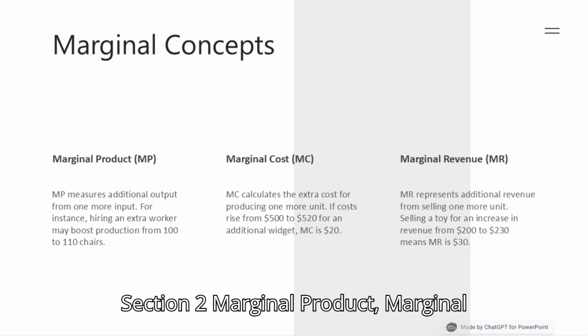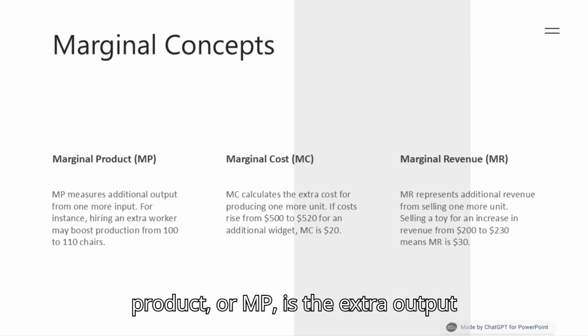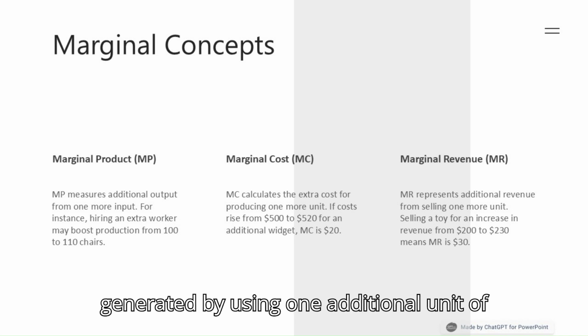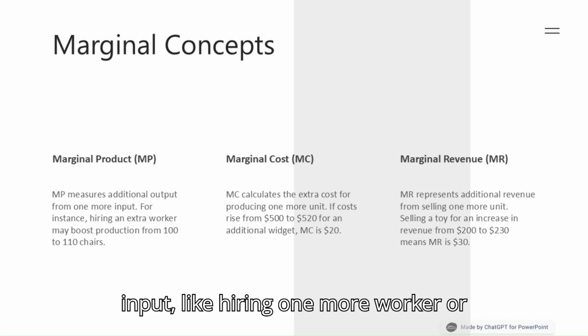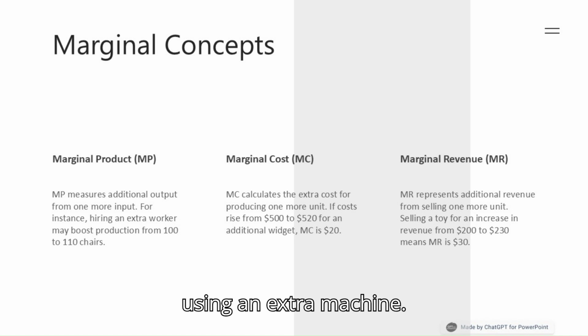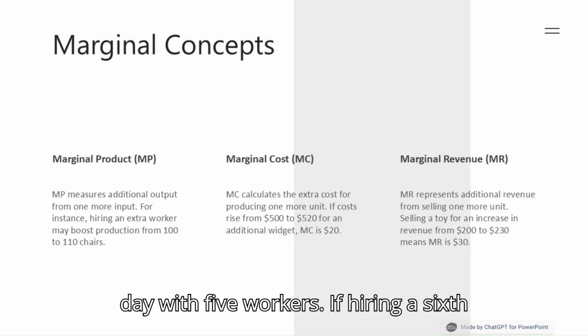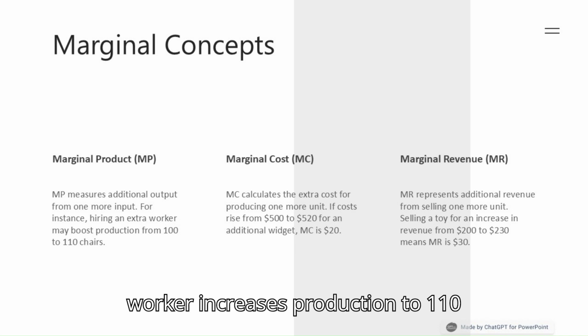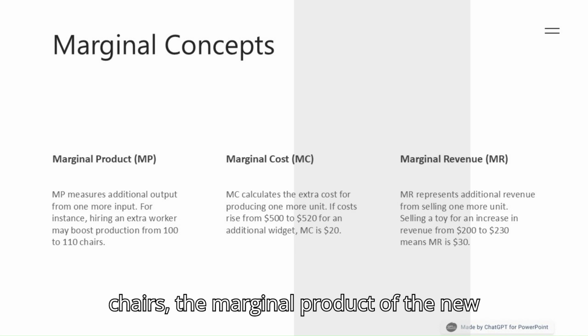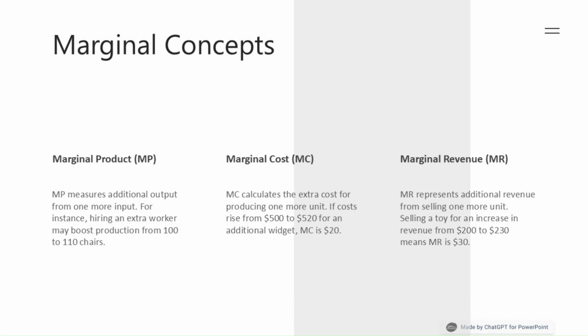Section 2. Marginal product, marginal cost, and marginal revenue. Marginal product, or MP, is the extra output generated by using one additional unit of input, like hiring one more worker or using an extra machine. Example. A factory produces 100 chairs per day with 5 workers. If hiring a 6th worker increases production to 110 chairs, the marginal product of the new worker is 10 chairs.